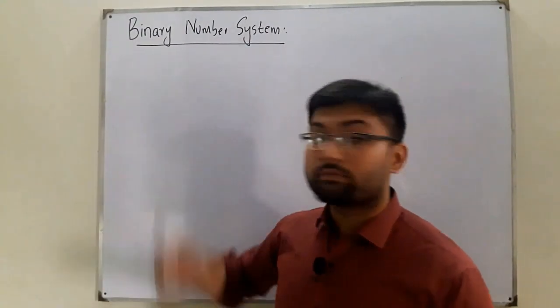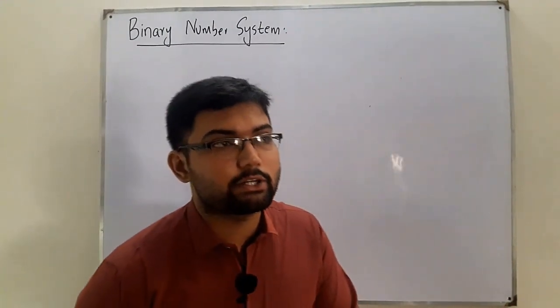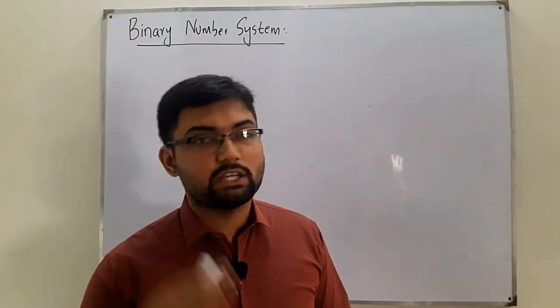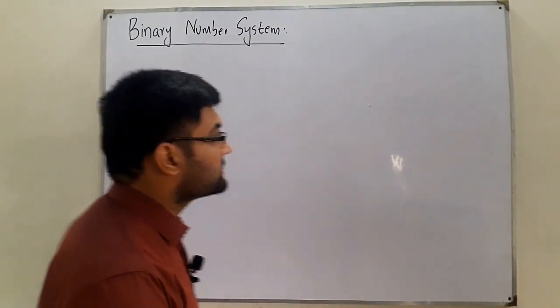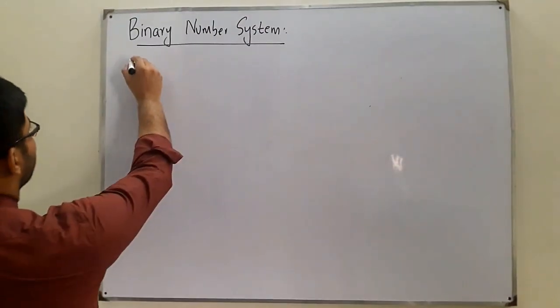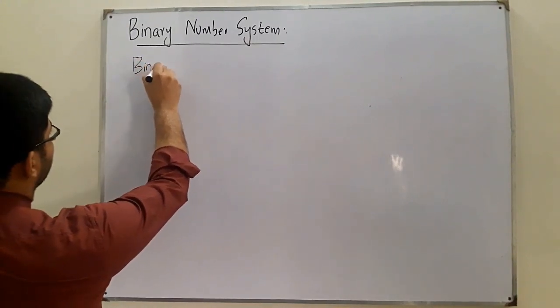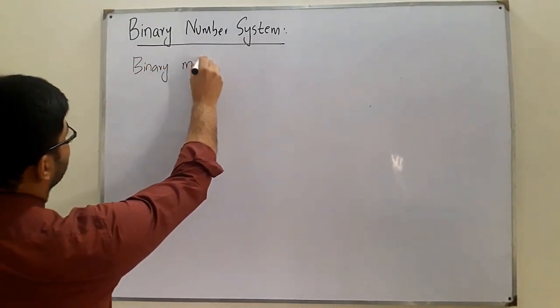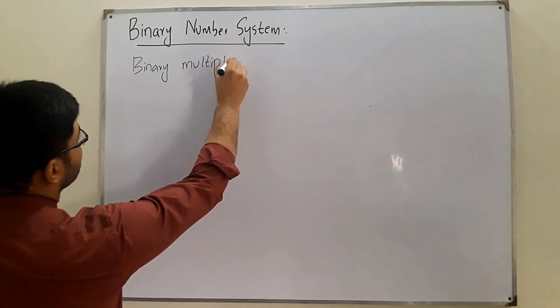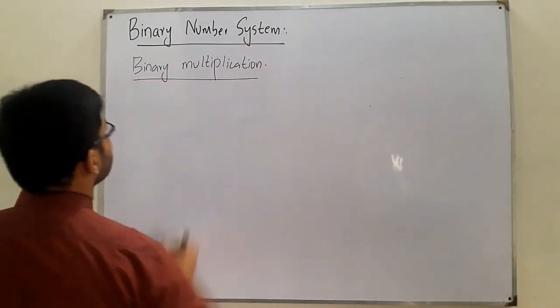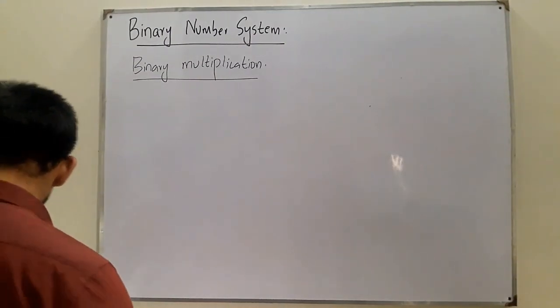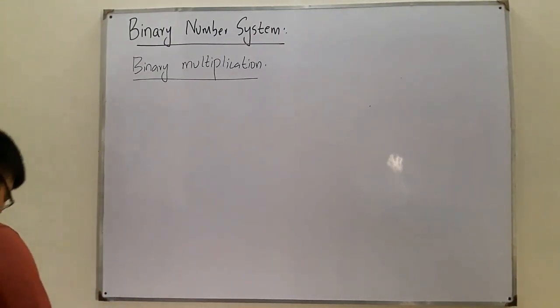And continuing the topic of the binary number systems, we are left with binary multiplication and binary division. We have seen the binary addition and subtraction in the last lecture. Okay? So today we discuss binary multiplication first.